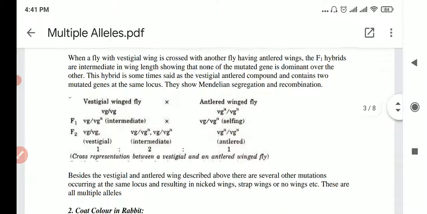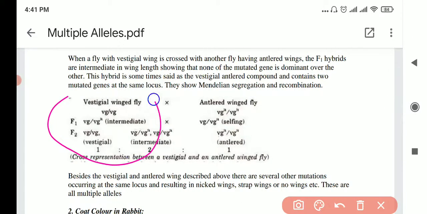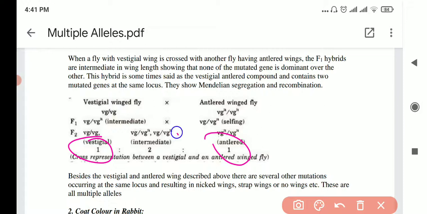So this is another cross here where they have crossed the vestigial with the antlered. And not only did they show vestigial and antlered as the parents, but they showed one intermediate, okay, which is in between a vestigial and an antlered.